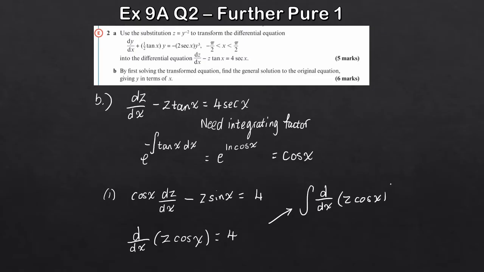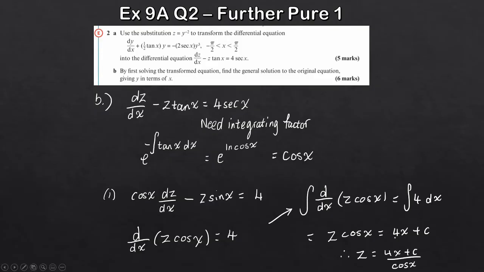So that's equal to the integral of 4 dx. So z cos x is equal to 4x plus c. Don't forget your constant of integration here. And now at this stage, all we want to do is work this out in terms of z, so I just divide through by cos x. That's 4x plus c divided by cos x.